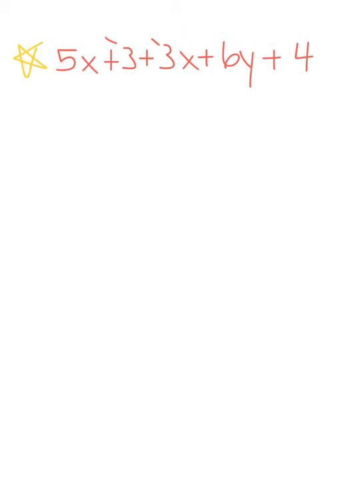And we want to talk about our terms and how many we have. I'm going to underline them. They're separated by the addition symbols. 5x is a term, negative 3 is a term, negative 3x is a term, 6y is a term, and 4 is a term. We technically look at what we underline. We have 5 terms. A term is a number, a term is a letter, or a term can be the product of a number and a letter.